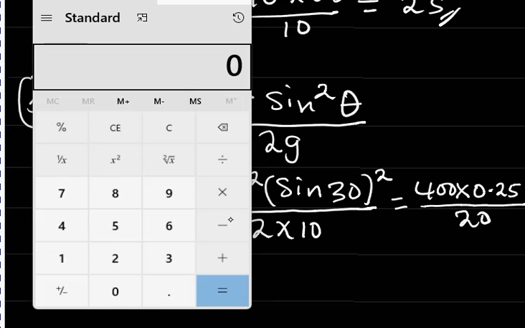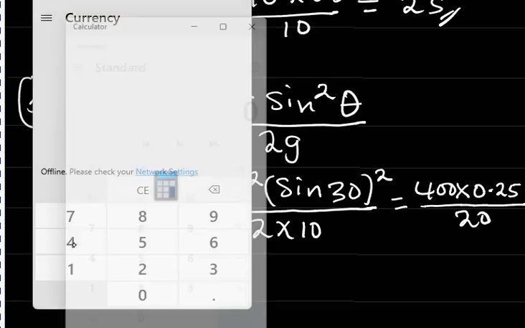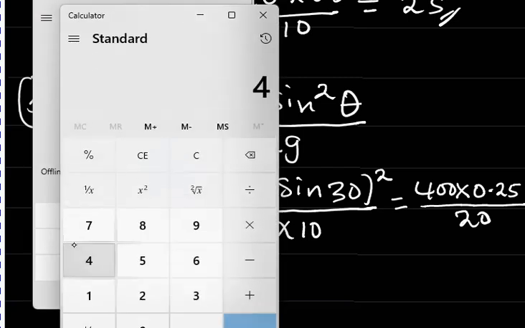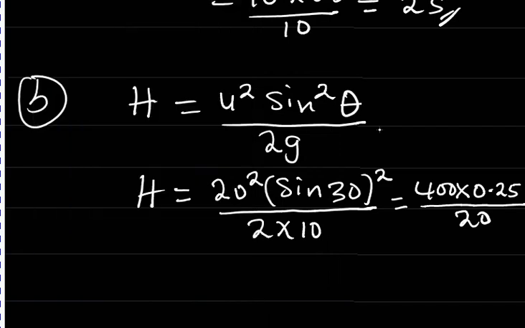400 multiplied by 0.25, then divided by 20. That's 5. So the maximum height of that projectile is 5 meters.